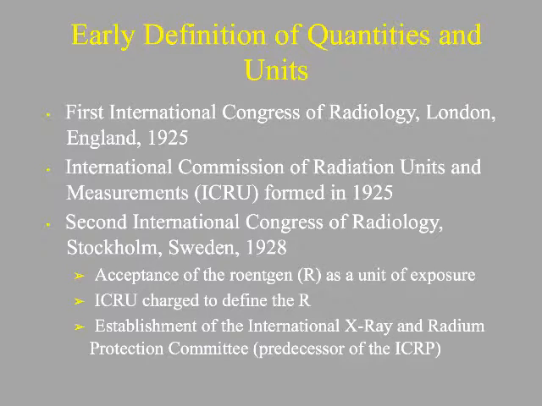So we have the First International Congress of Radiology, 1925. The ICRU was formed also the same year. And the ICRU was charged to define the Rankine. And they eventually developed the International X-ray and Radiation Protection Committee, which evolved into the ICRP, the International Commission on Radiologic Protection. So they were the first to scientifically define a unit of exposure, at least, to radiation.